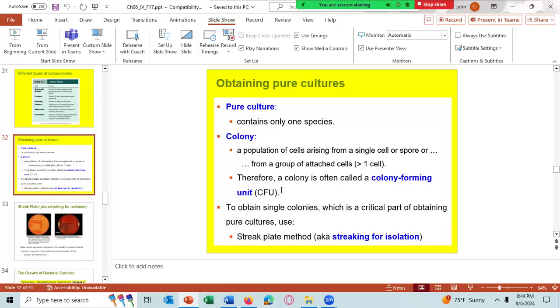To obtain single colonies, which is a critical part of obtaining pure cultures, we use the streak plate method, also called streaking for colony isolation. And you have to do it 2 times to ensure you get a pure culture. In fact, even if you do it 2 times, you only ensure that your culture is 95% pure or higher. It will never be 100% pure from colony streaking, because in science, we're never 100% sure.